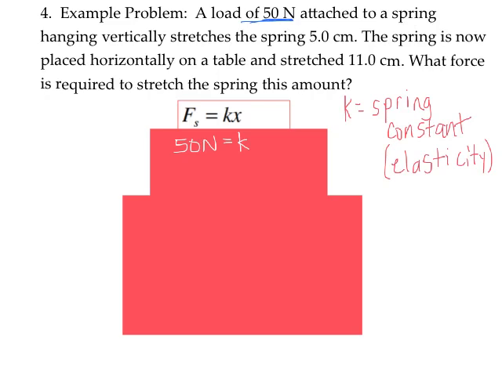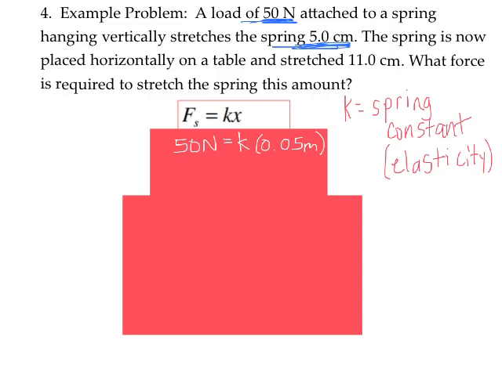When we hang those 50 newtons from our spring vertically, the spring naturally stretches out 5 centimeters. And you do want to change that to meters, so I'm going to say 0.05 over here. Make sure that that's in meters. Can you do the math in your head? I double checked on the calculator too.